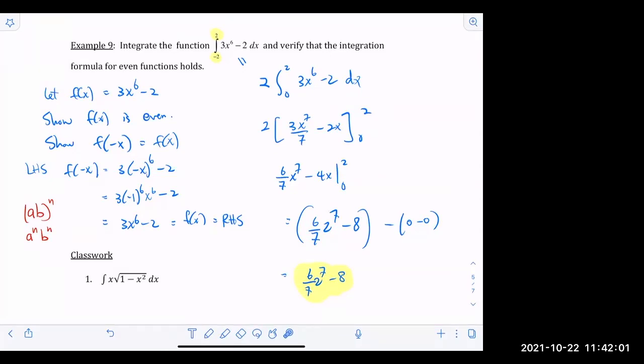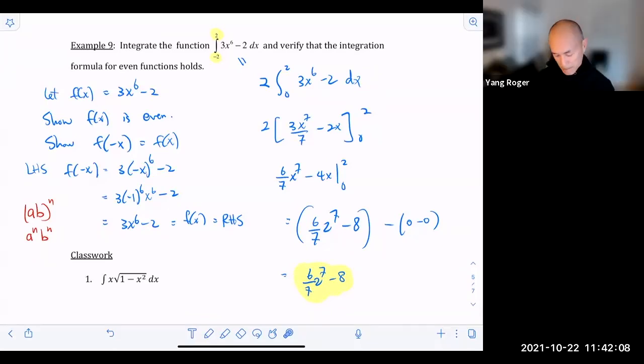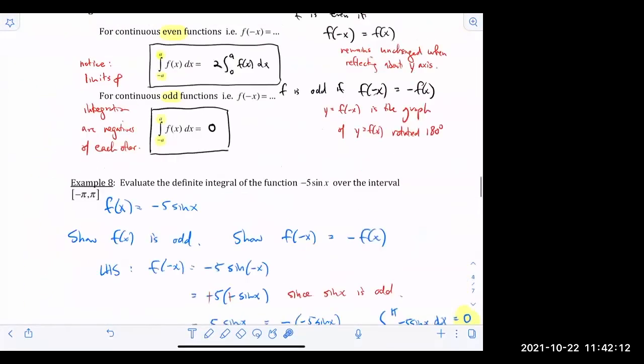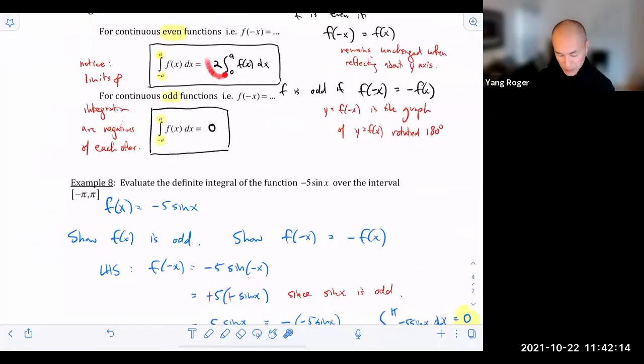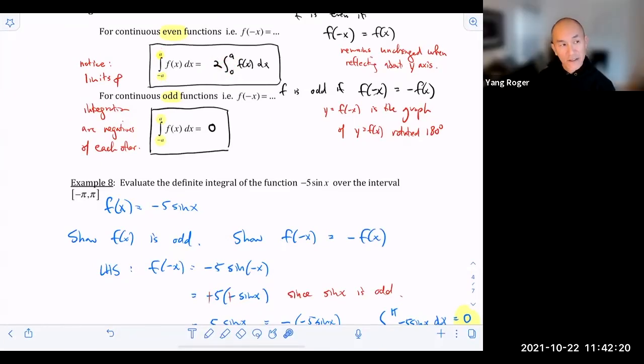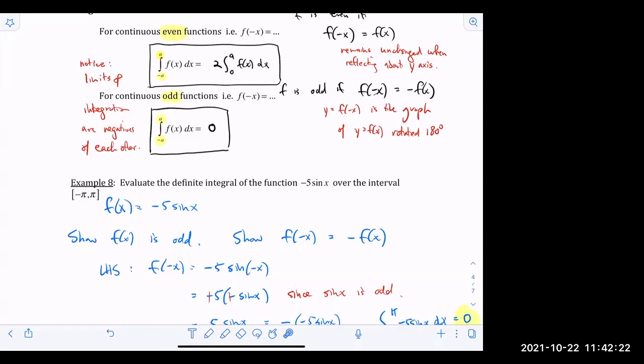Okay. Why did you pull out the 2 there? Here. Yeah. That's the whole point of the theorem. The whole point of the theorem says instead of going all the way, you can do half of it and then double the result. Oh, okay, got it. Thank you.